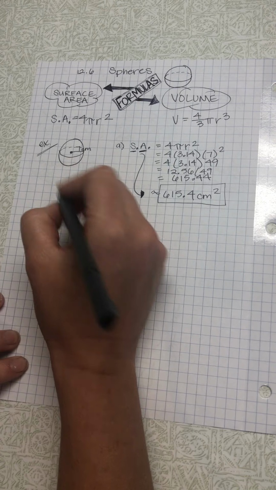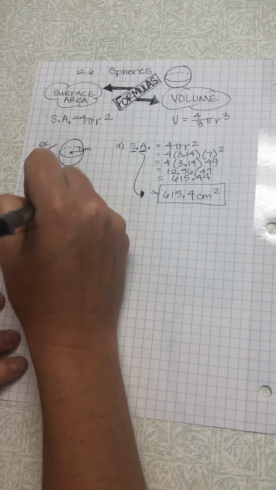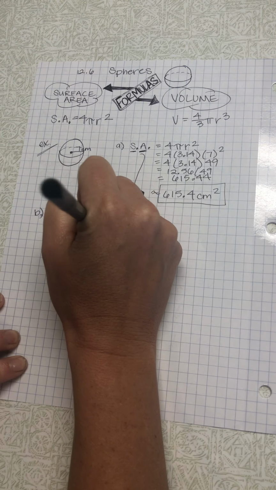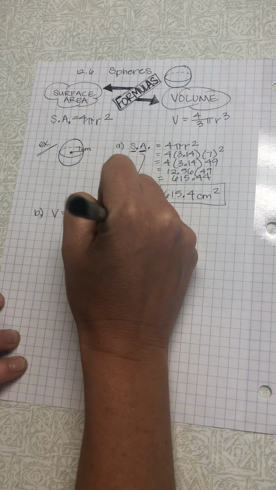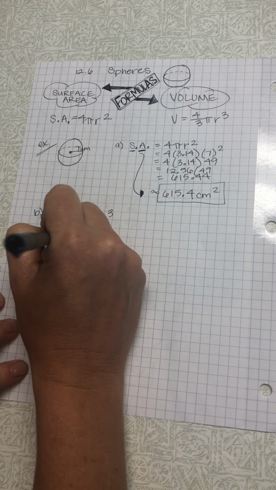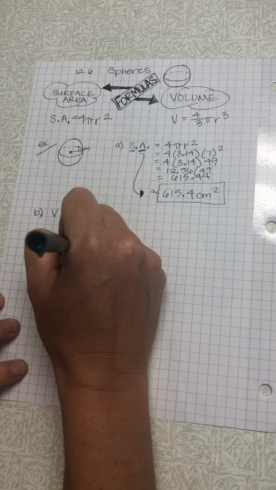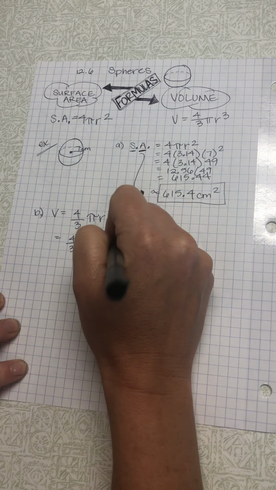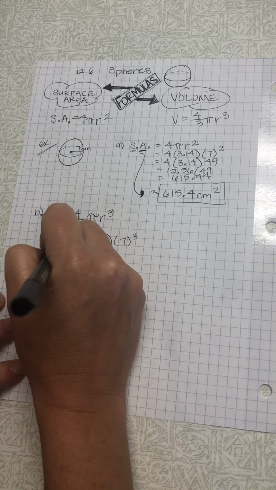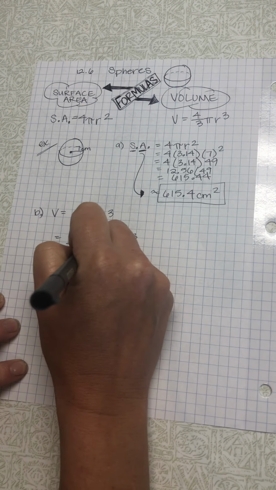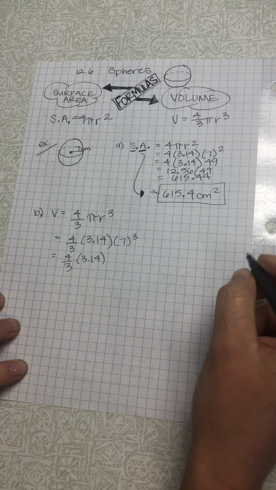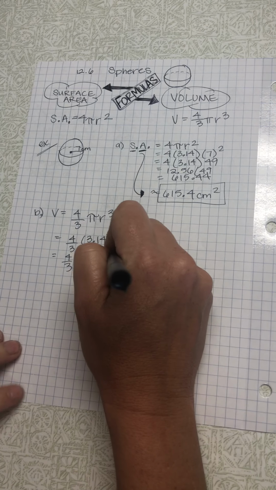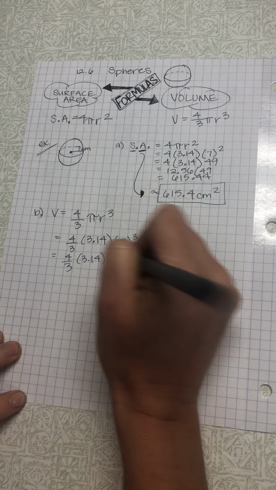Let's try volume, same one. Okay, so for B, we're going to use volume. 4 thirds times pi times the radius cubed. So when I sub in my numbers, 4 thirds stays the same, times 3.14, and now I have times 7 cubed. 4 thirds times 3.14, 7 times 7 times 7. If I plug that into a calculator, I get 343.